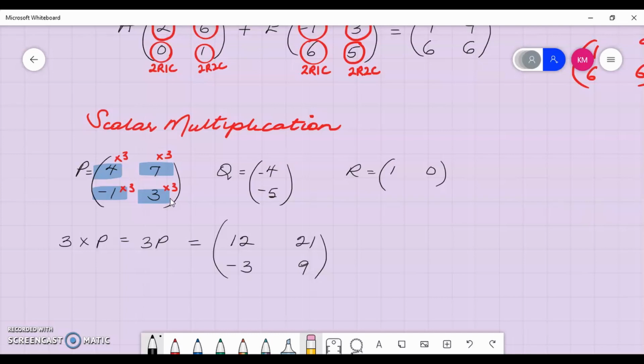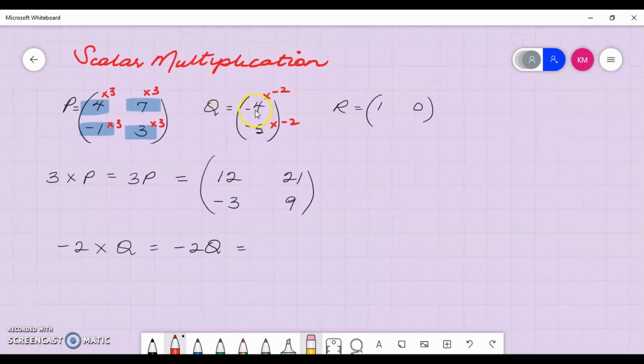Let's try another one. What if they gave us a negative number? So -2 multiplied by Q. So we can write this as -2Q. And to do this, I simply multiply -2 by each one of these. Let me write that properly. And what I am going to get is -4 by -2 is going to give me +8, and -5 by -2 is going to give me +10.